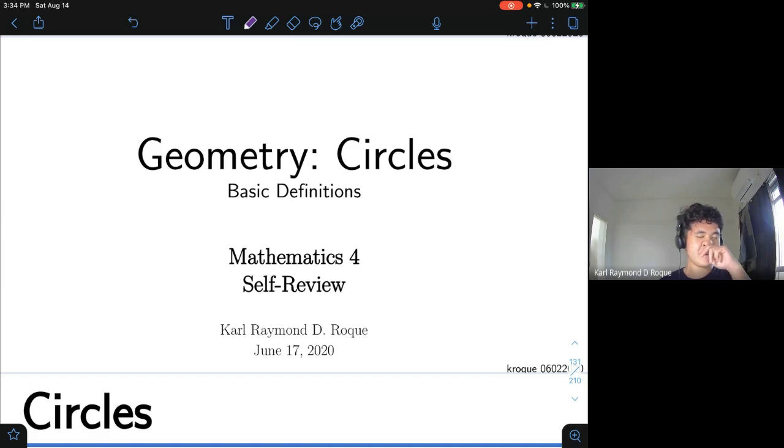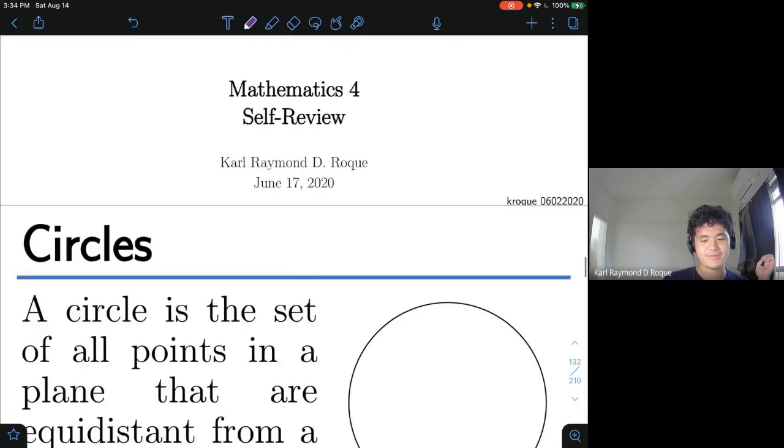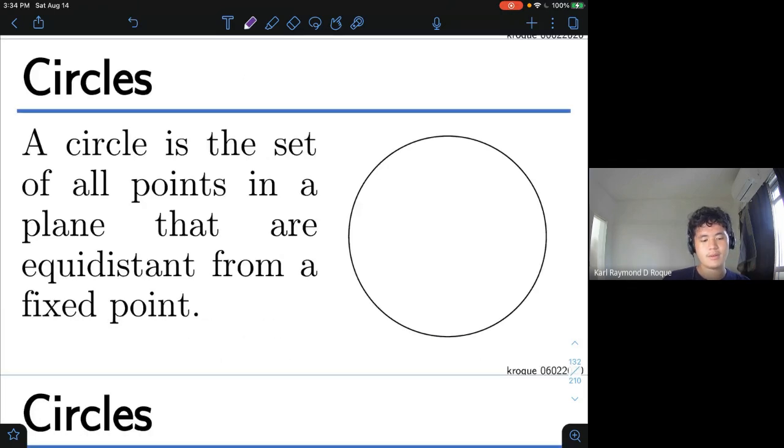Una-una, let's go with the basic definitions of circles. Wait lang ha. Merong tagtik sa akin important.